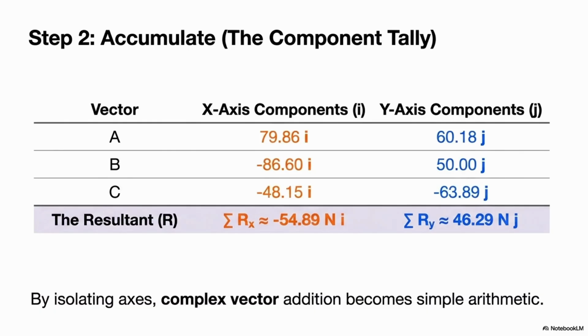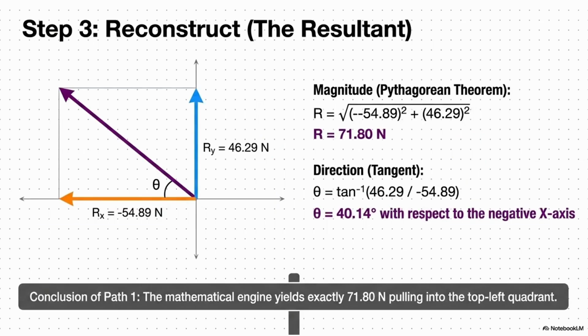Right. We add all the x-axis components together. And for this problem, the net x component ends up being negative 54.89 newtons i. So overall, it's pulling to the left. Yep. And then we add all the y-axis components together, which yields 46.29 newtons j. So overall, pulling upward. Exactly. So now we've essentially boiled the whole chaotic system down to just two straight lines, one pulling left, one pulling up. Okay, tutor, show me the final step on slide 10. Because we have an up force and a left force, but we need one single resultant vector.